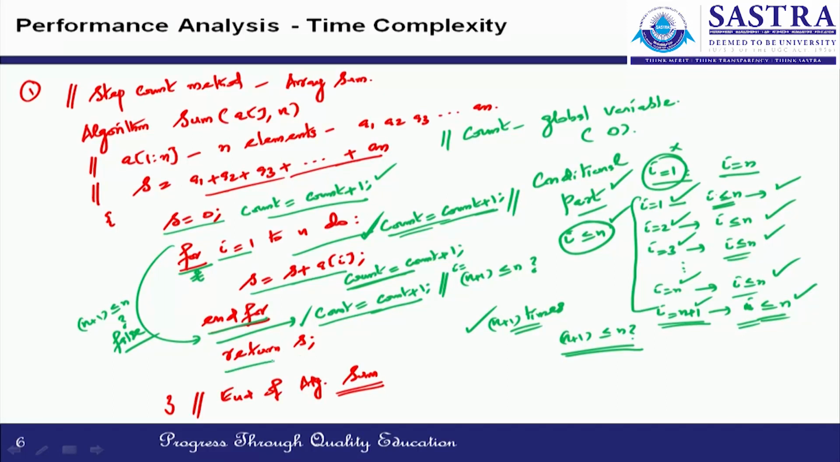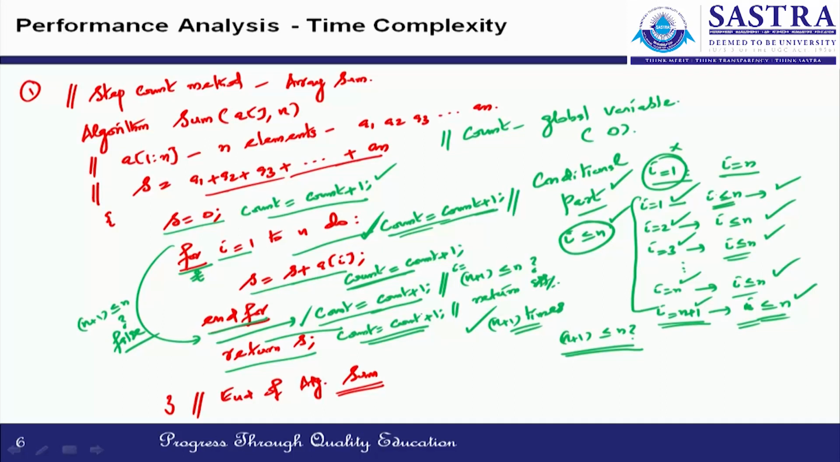Then return is a control that is going to return the value, sum, to the calling place. So, before this return statement, here we are introducing the count statement, count is equal to count plus 1. This is for the return statement, because return is an executable statement. The return statement is taken as one step per execution.